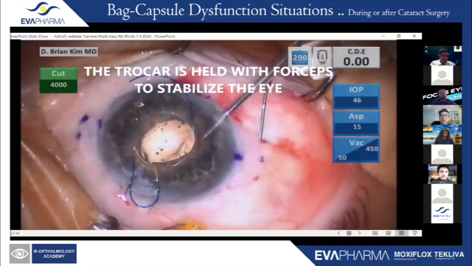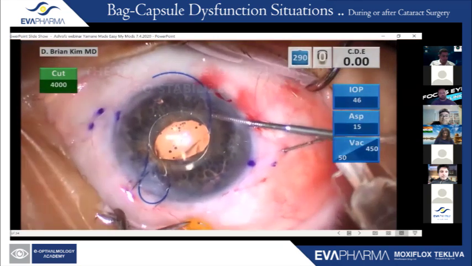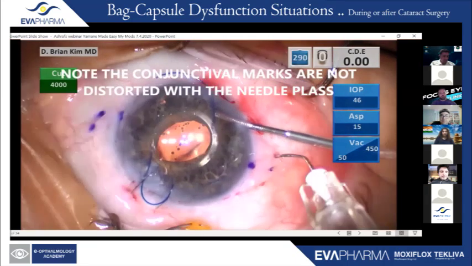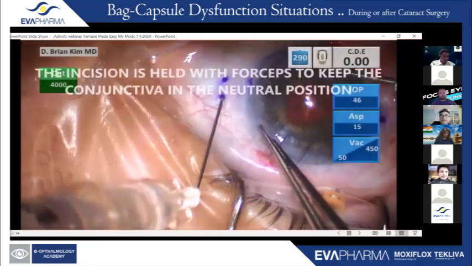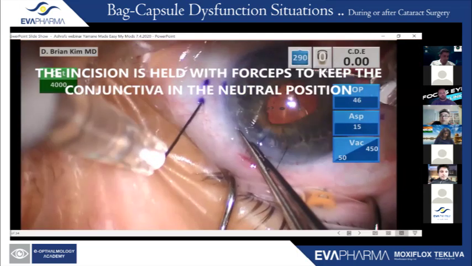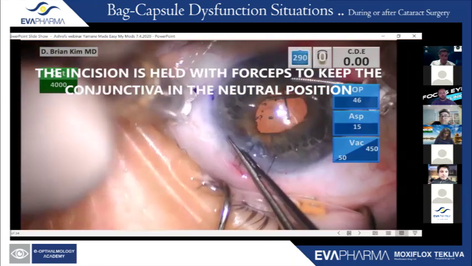The trocar is held with forceps to stabilize the eye. You can see the conjunctival marks are not distorted with the needle pass. And same here, the marks are not distorted. The conjunctiva is not moving around.